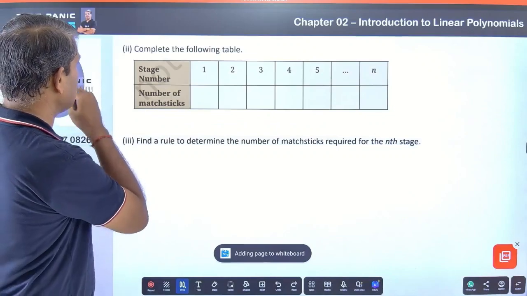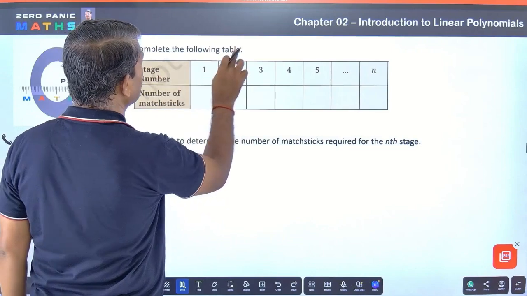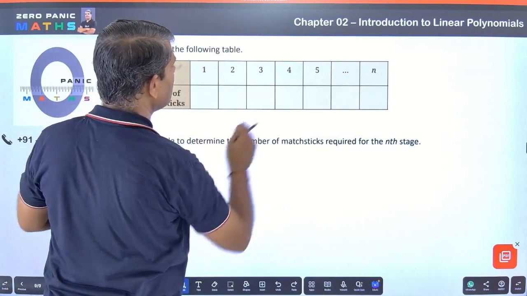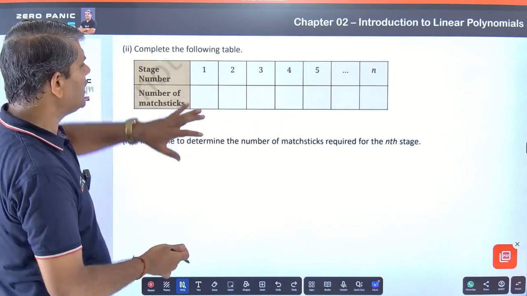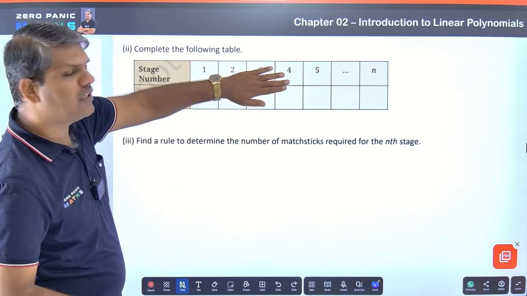Let us look at this. They are saying complete the following table. Following this, we need to find out the general form, and then finally we have to complete this table.